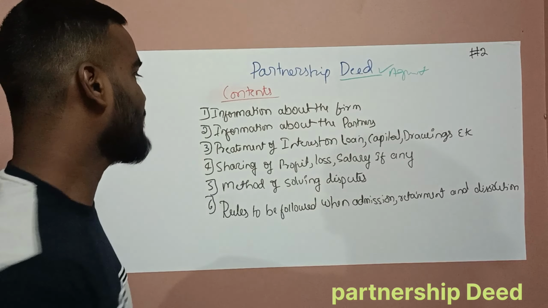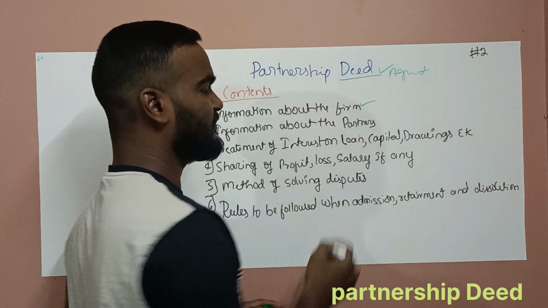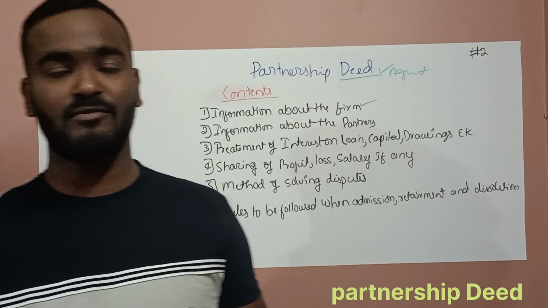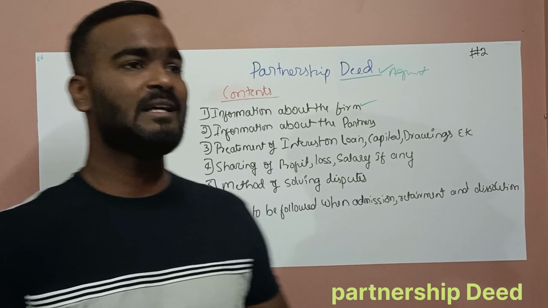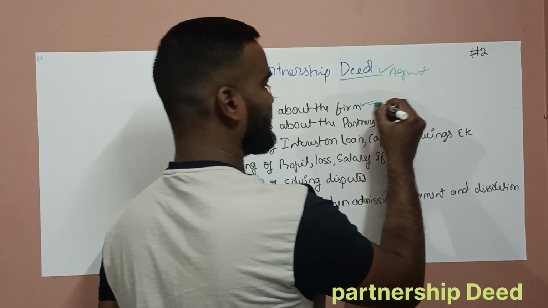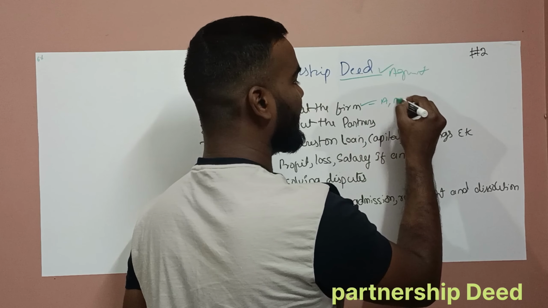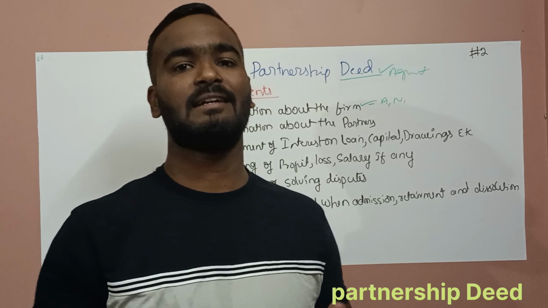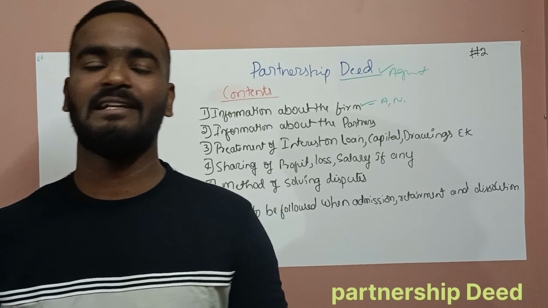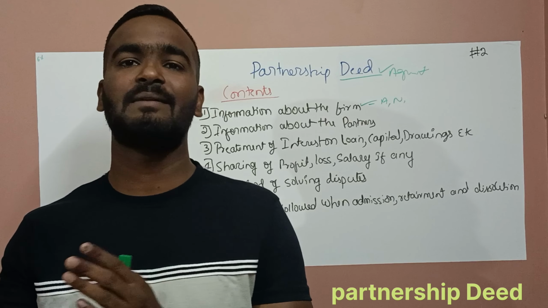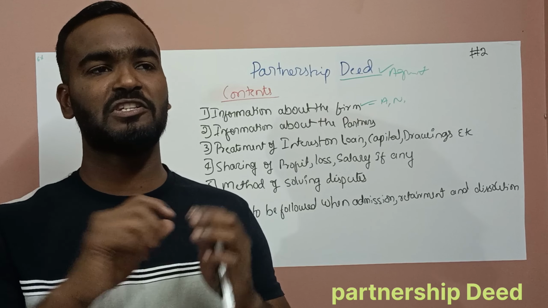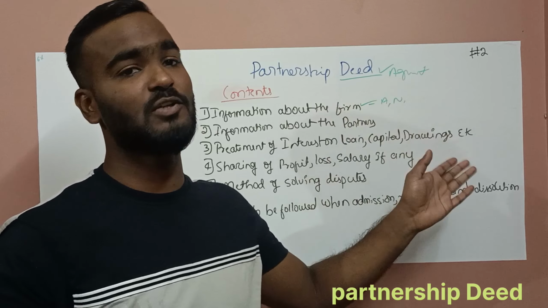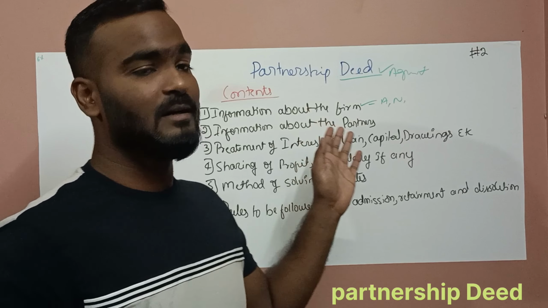The first point will be the information about the firm. The information about the firm is nothing but the address of the firm, the name of the firm, and the form of the business, like whether it is a production unit or a service unit. Whatever the nature of the business, they have to mention everything related to the partnership firm.